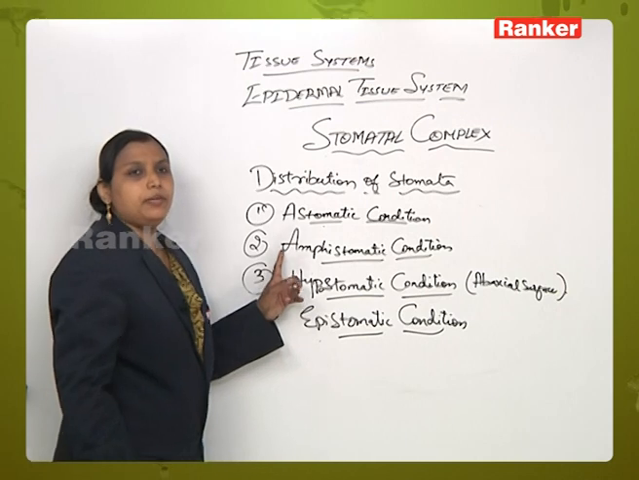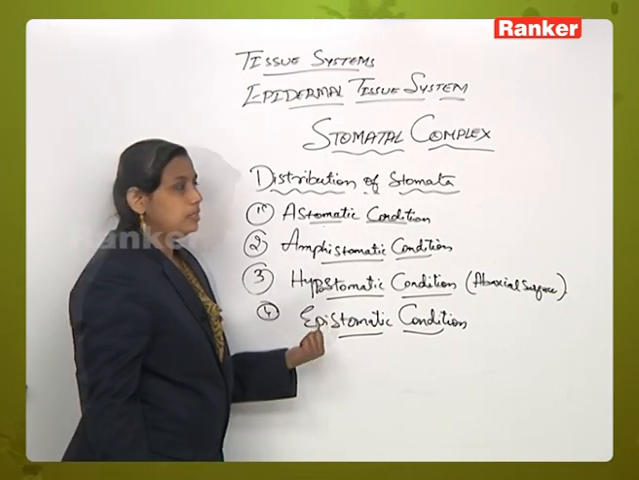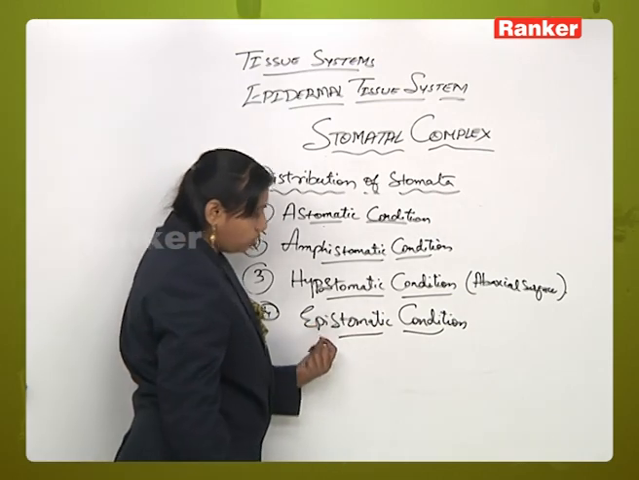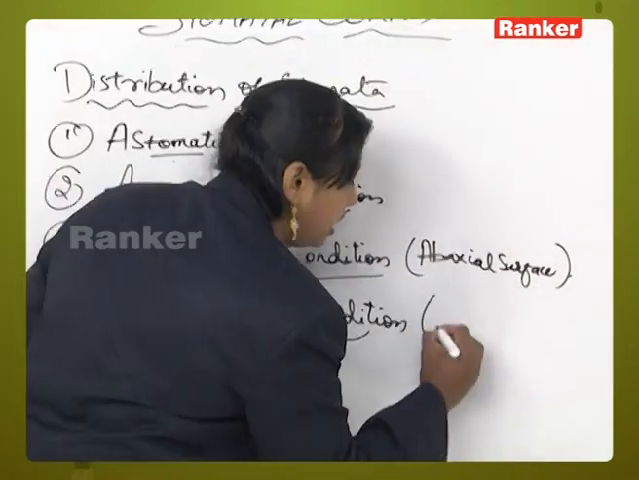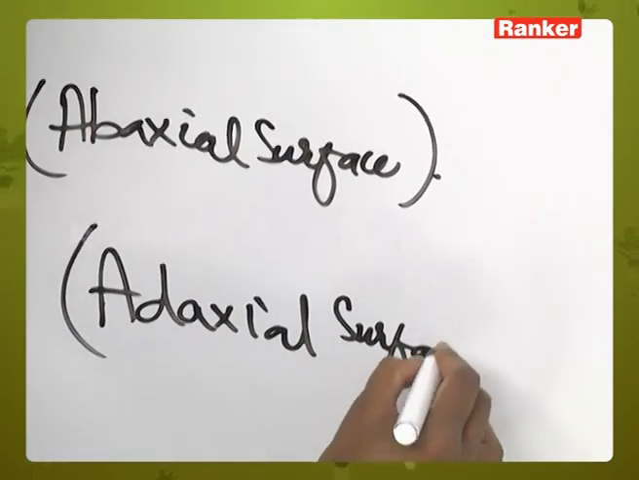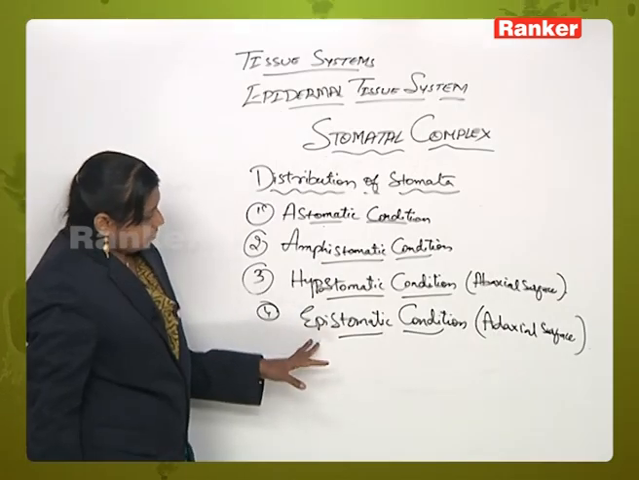Hypo means lower epidermis, epi means upper epidermis. These are the type of stomata which are confined only to the upper epidermis. These can also be called as present towards the adaxial surface. So where is this epistomatic condition?